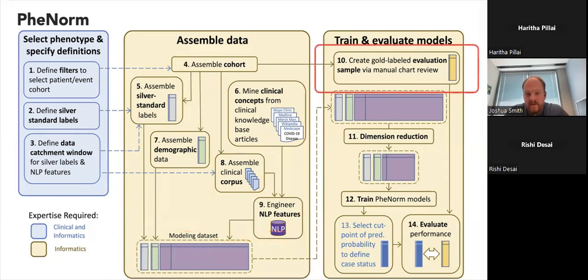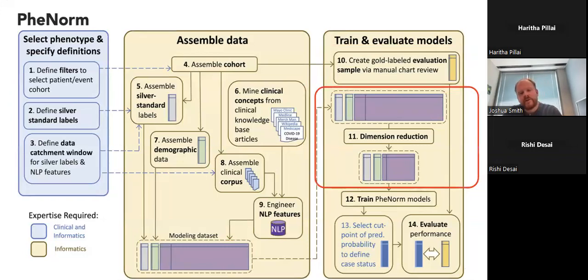As a side process, we also want to evaluate the performance here. And so while we don't need gold standard data for PheNorm to create our model, if we want to evaluate how well it's performing, we do need some gold standard data. So we take a sample and we also do manual chart review to find out if the patient has the disease or not. After we build our model, we will then evaluate it against the results.